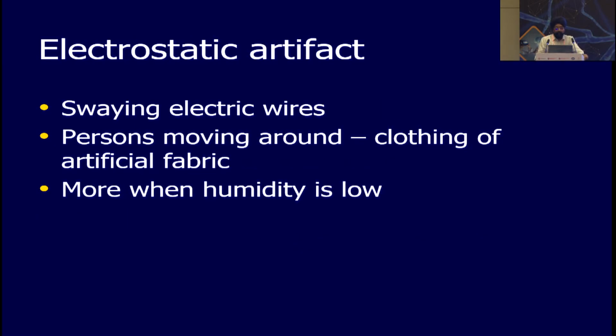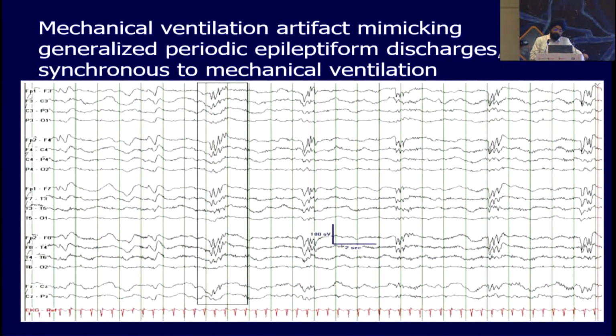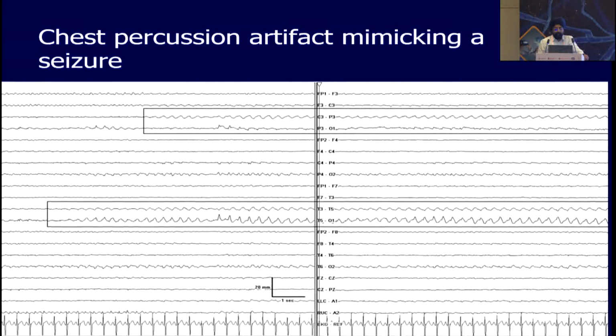Electrostatic artifacts, swaying electrical wires, it is because of those. Person moving around can cause, clothing of artificial fabric can cause, and it is more when the humidity is low. So in this we can see an artifact coming on, the patient is sleeping and then there is sudden movement which is causing an artifact in the frontal areas. Now this is again a mechanical ventilator artifact which is occurring in a periodic fashion, which is generalized, synchronous with the mechanical ventilation.